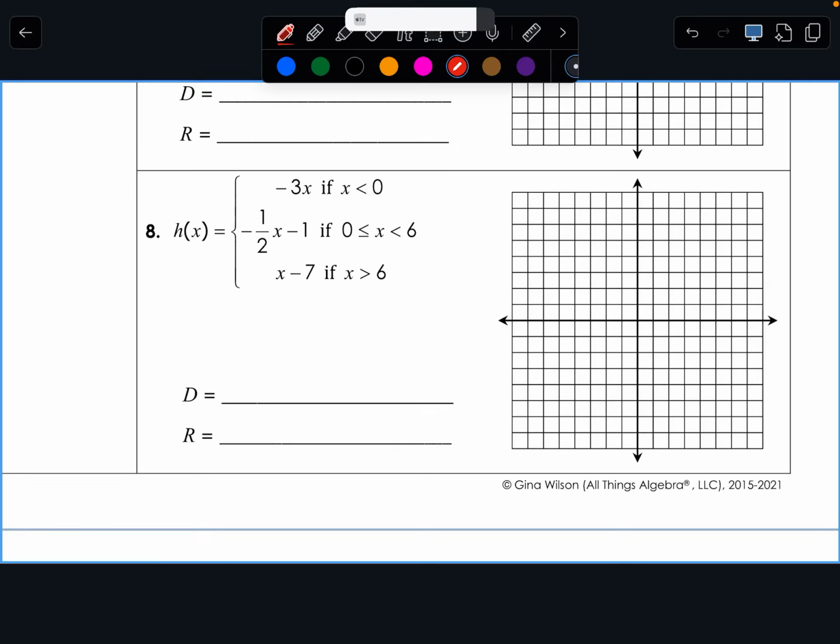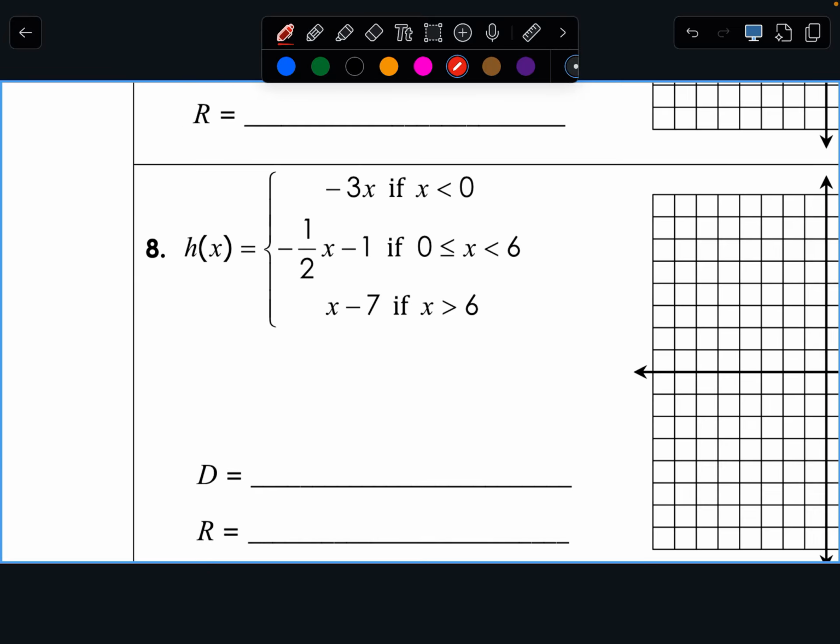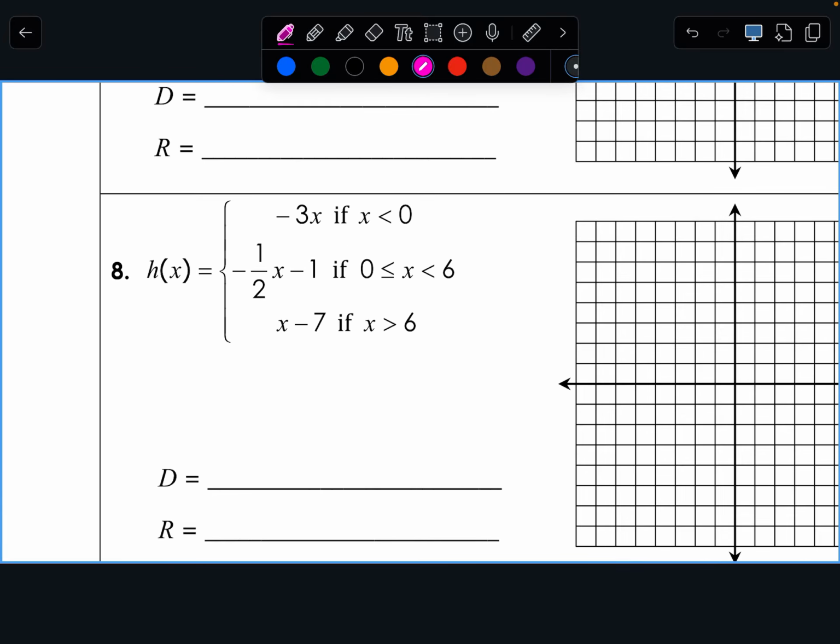Right, so now we're on problem number 8, and we have h of x equal to how many pieces? 3. So we have to end up doing 3 tables, right? So what we're going to do is call the first one part 1, this is part 2, and this is part 3. Wait, so we're going to have 3 lines? We're going to have 3 different lines.